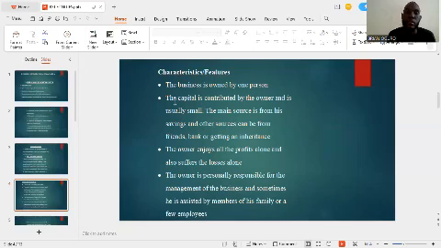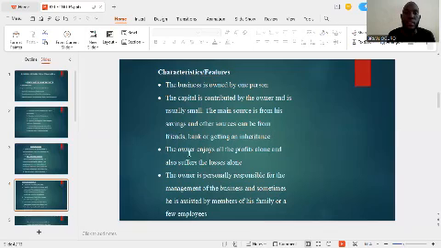The second feature is that the capital is contributed by the owner and is usually small. So in order to start a sole proprietorship, you are required to raise a small amount of capital as compared to other forms of business unit. The main source is from his savings, the person now starting the business, and other sources can be from friends, banks, or getting an inheritance.